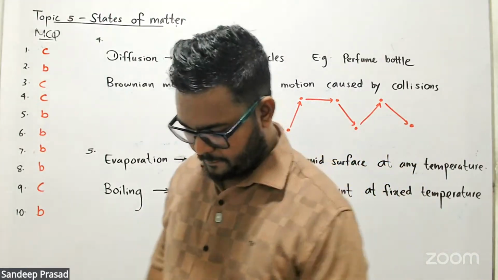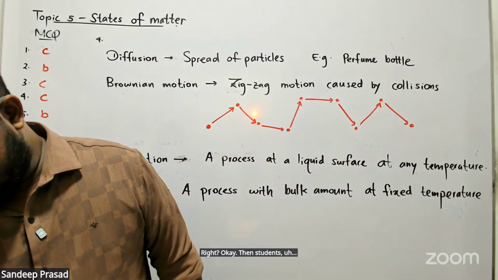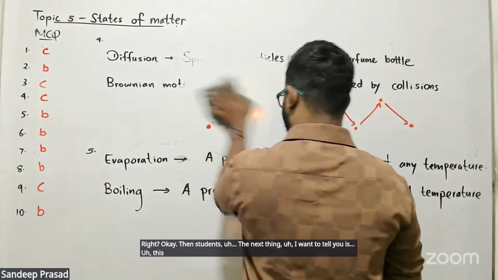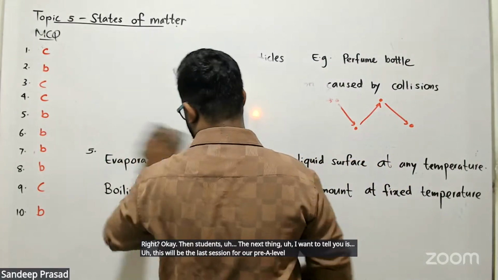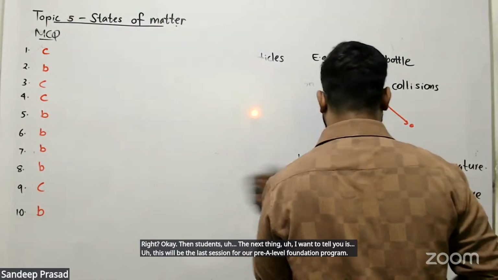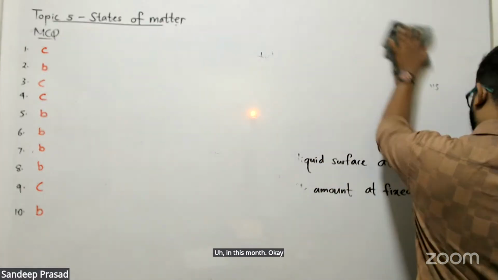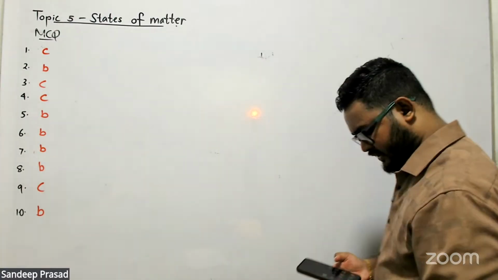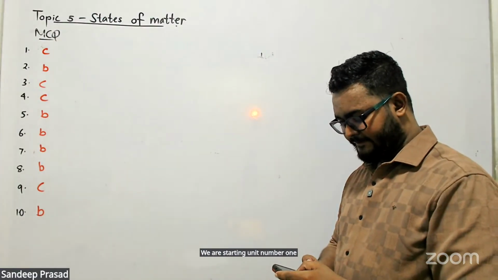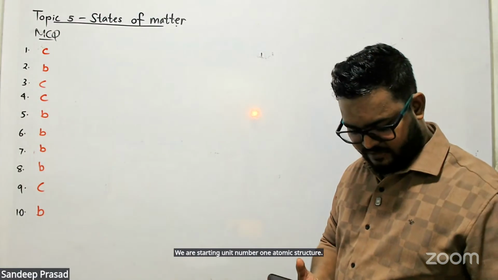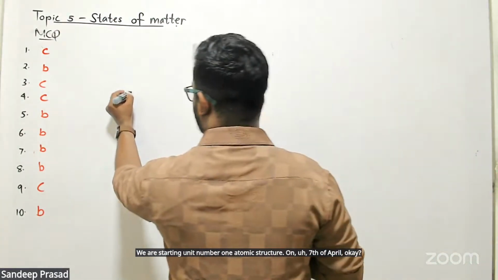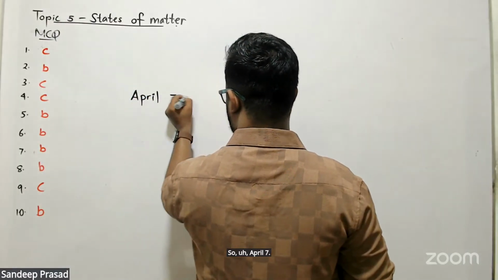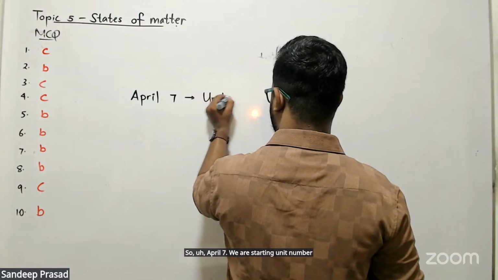Then, students, the next thing I want to tell you is this will be the last session for our pre-A-level foundation program in this month. So we are starting unit number 1, atomic structure, on 7th of April. So April 7, we are starting unit number 1, atomic structure.